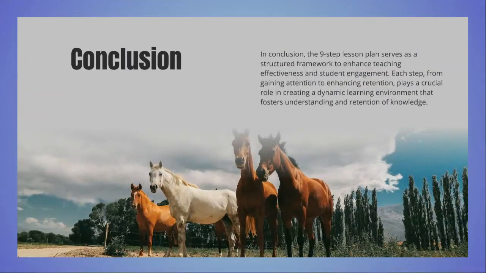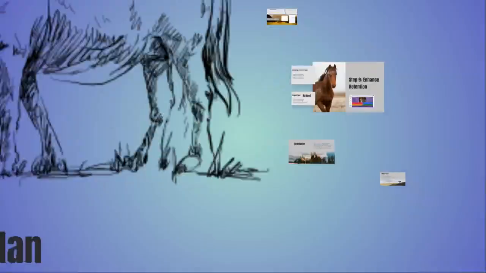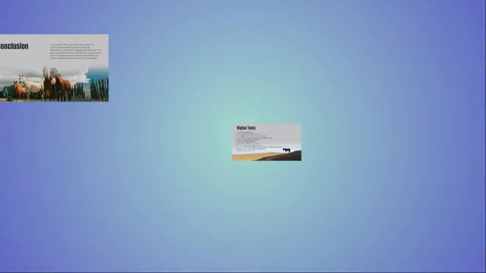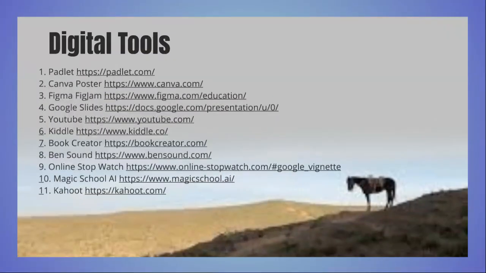In conclusion, the 9-step lesson plan serves as a structured framework to improve teaching effectiveness and student engagement. Each step, from gaining attention to enhancing retention, plays a crucial role in creating a dynamic learning environment that fosters understanding and the retention of knowledge. The implementation of one or more digital tools during each step captures students' attention and ultimately aids in effectively delivering a long lasting lesson. These are the digital tools that I've used in this lesson plan in the order of appearance.